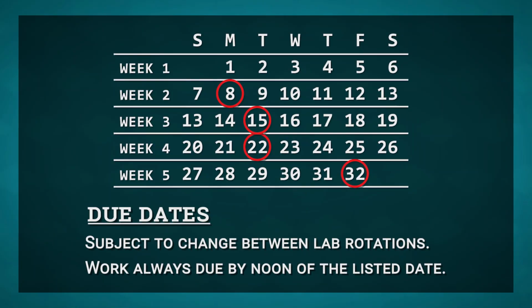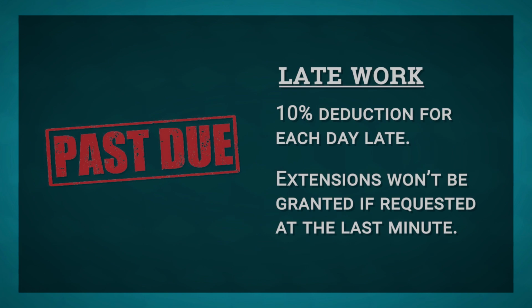The exact spacing of due dates may vary depending on the time of year you take this lab, but each assignment and its associated quiz will be due by noon on their specified date. The most certain way to lose points in this lab is to turn in work late. So it's important to stay on top of your work. All late submissions will have a 10% deduction applied for each day late.